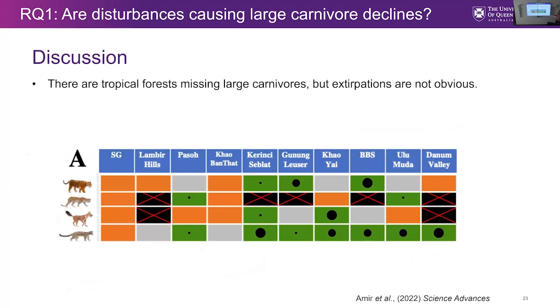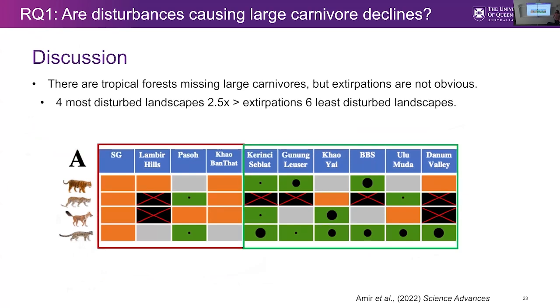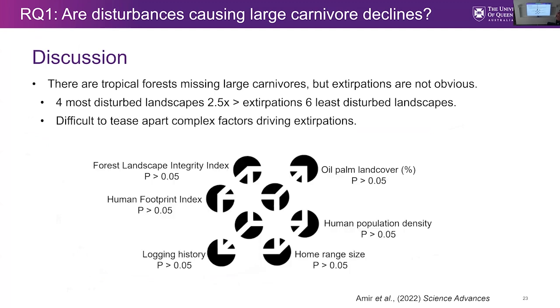So clearly there are indeed tropical forests missing large carnivores, but these extirpation patterns were not very obvious. While these 4 most disturbed landscapes had significantly more extirpations than the 6 least disturbed landscapes, there were no significant drivers in those generalized linear models pinpointing a single cause driving extirpations. So this highlights the difficulty in teasing apart the complex and often landscape-specific factors driving extirpation patterns.